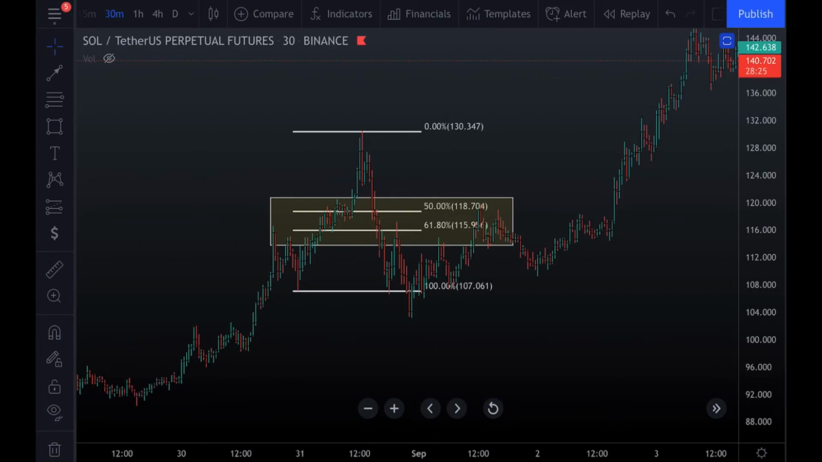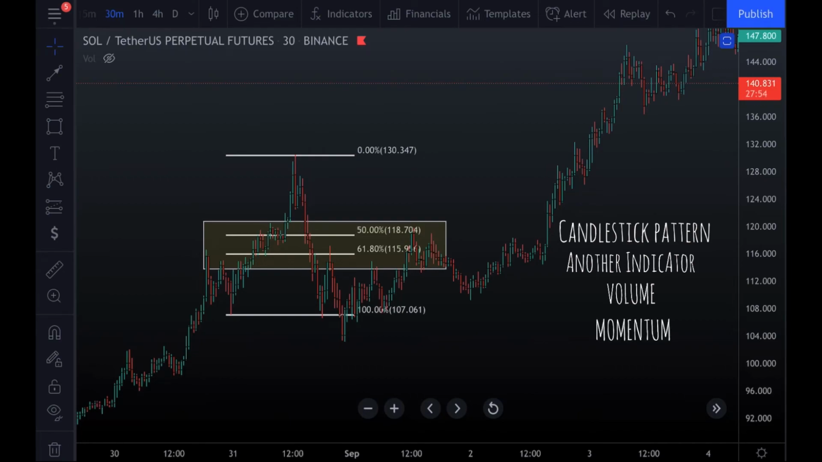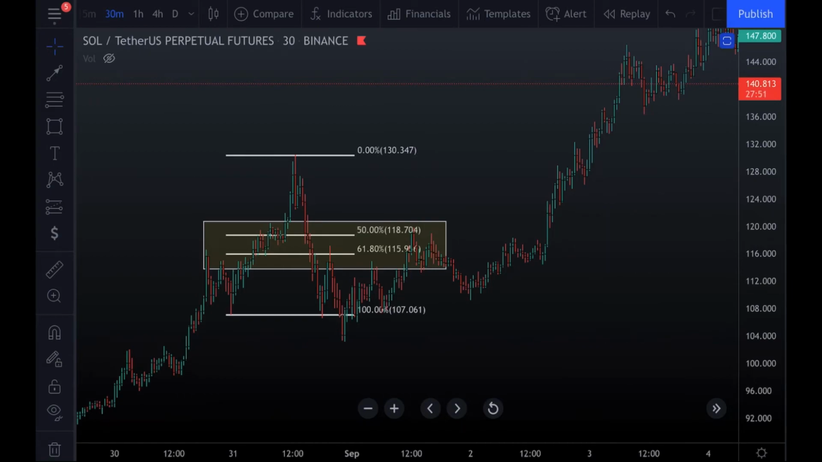Additional confluence and confirmation can be through the form of candlestick patterns, another indicator, volume, momentum, chart patterns, or any price action strategy that you are most confident with. For this video, I'm gonna show you an example on how I use Fibonacci tool for my own trades.